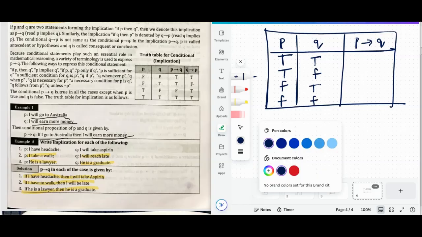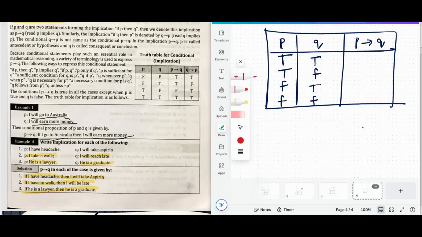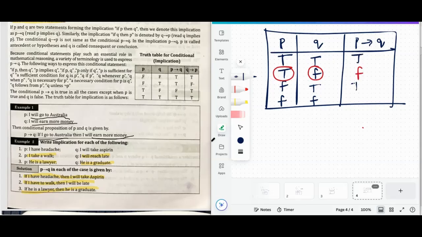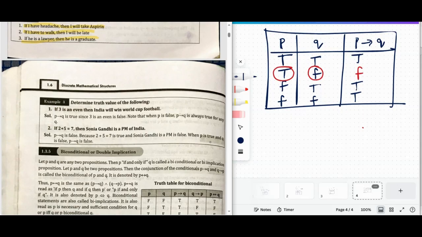What is the condition for this? Here it is T and F, the answer will be F. Otherwise, it is all true. Only in the condition T and F, it is F. Otherwise, the condition will be true for implication. So, moving on with the next one.